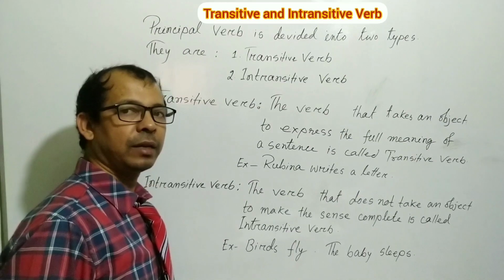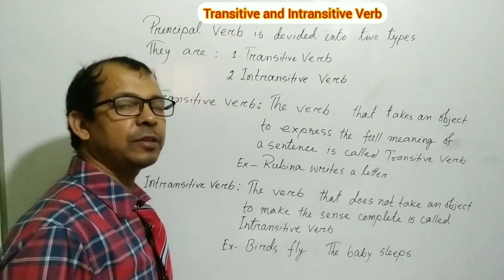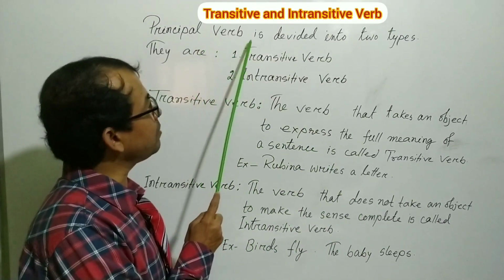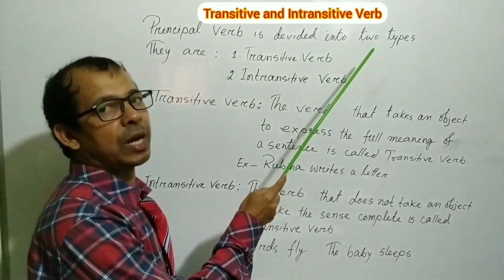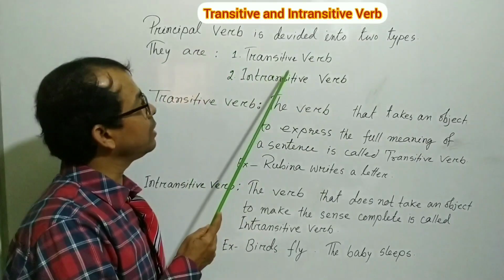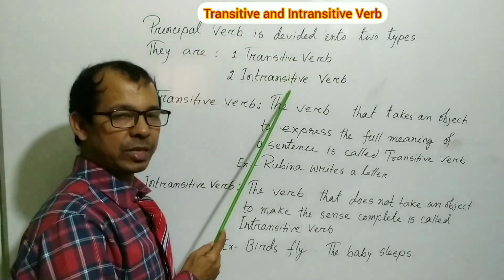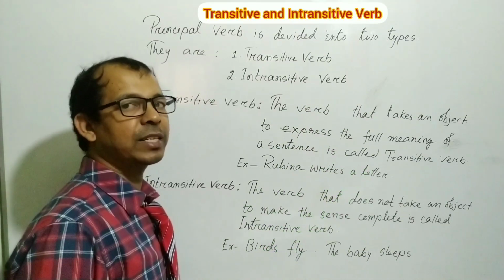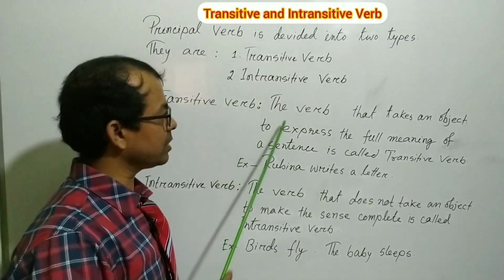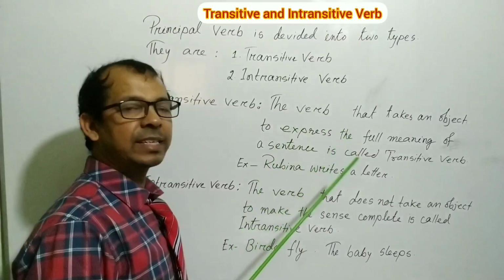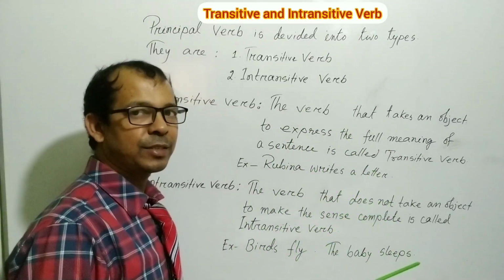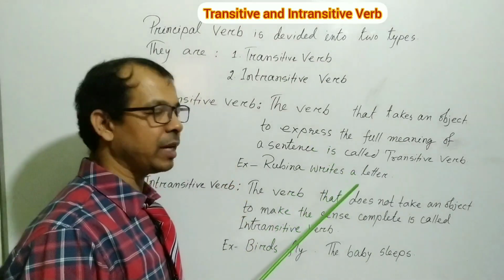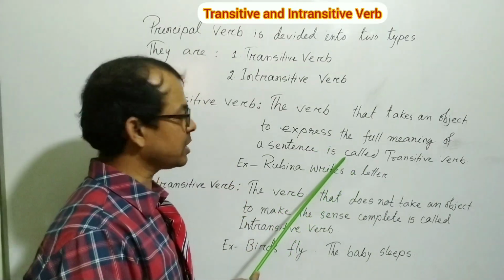My dear student, now we learn different kinds of principal verb. So here you can see principal verb is divided into two types, and they are transitive verb and intransitive verb. So at first we'll know what is transitive verb. The verb that takes an object to make the sense complete or to express the full meaning of a sentence is called transitive verb.